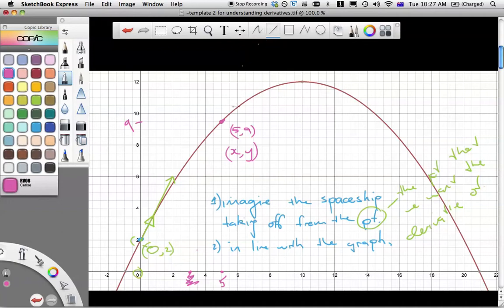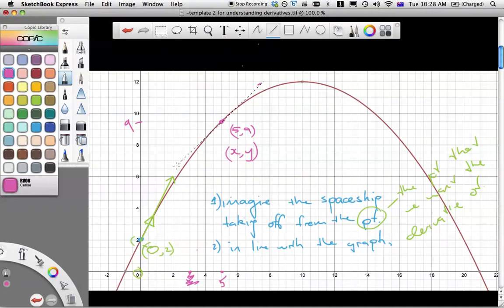Okay, so that was just an aside. If we want the derivative at this point, we have to imagine the spaceship's taking off from here, and it's in line with the graph at this point. So at this point, if we were to draw a big line, it would kind of go like this, right?